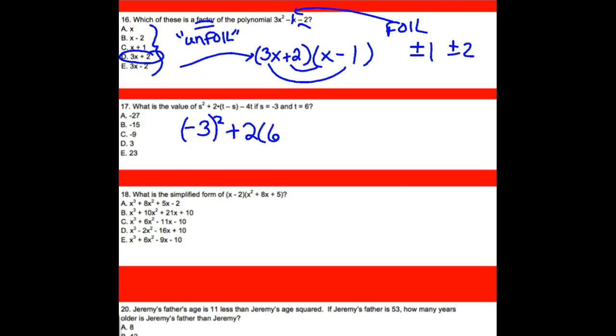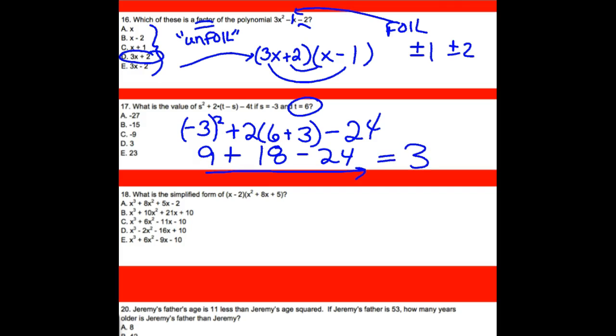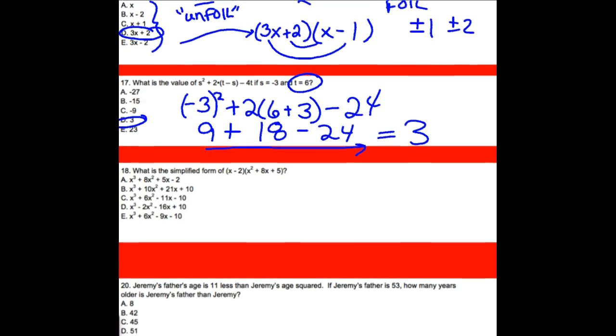T minus s would be 6 minus negative 3, which is really 6 plus 3. Minus 4t, when t is 6, would be minus 24. And again, move quickly. Don't go use a calculator unless you really think it's going to make you faster. Straight across addition and subtraction yields 3 for this one. 27 minus 24. And again, we're moving quickly because you need to move quickly through these pre-algebra questions.